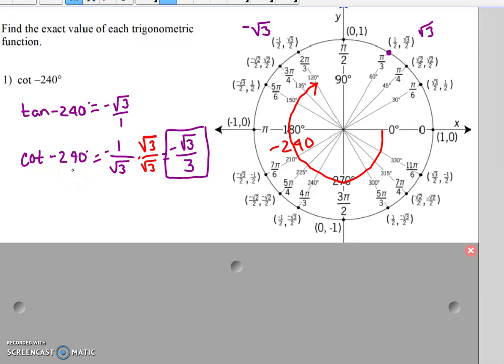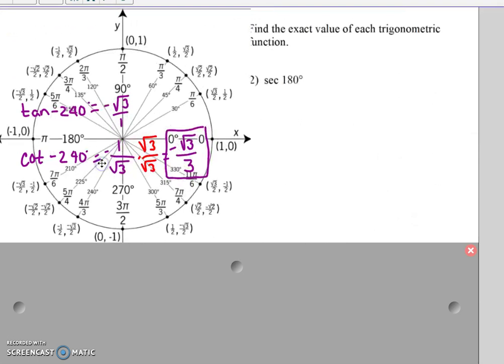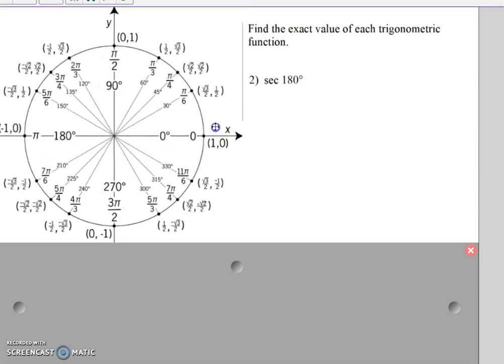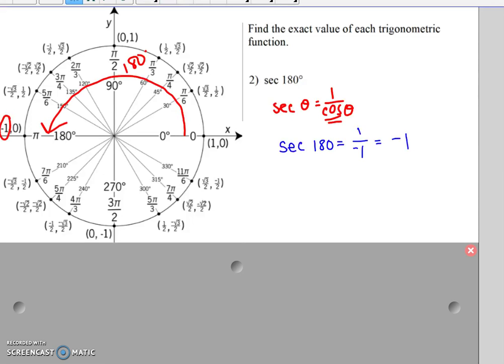All right, let's look at another one. Let's figure out where I am. Let me erase this here. I'm going to use our unit circle to do this next problem. Let's clear our ink. We're going to find the exact value of each trig function. Now we're doing secant of 180, and we can see that it's over here on the x-axis.